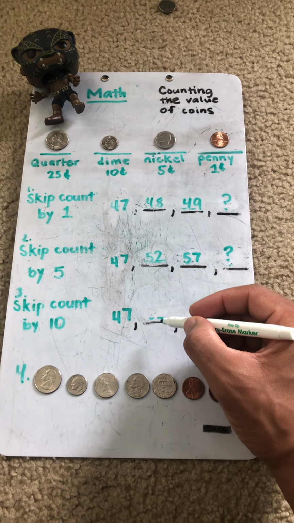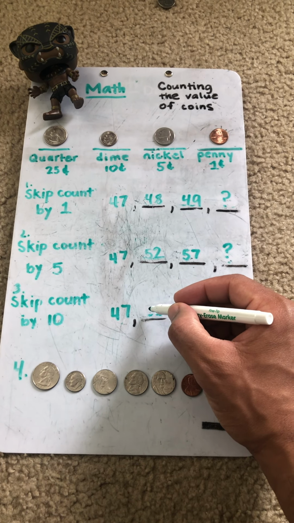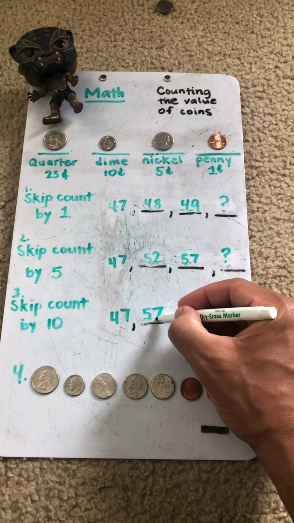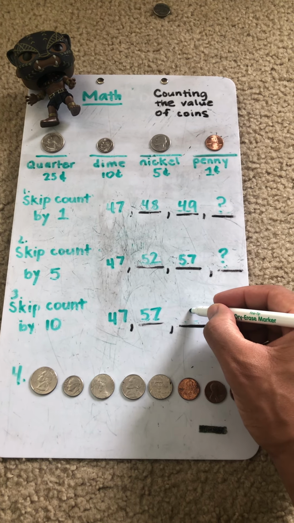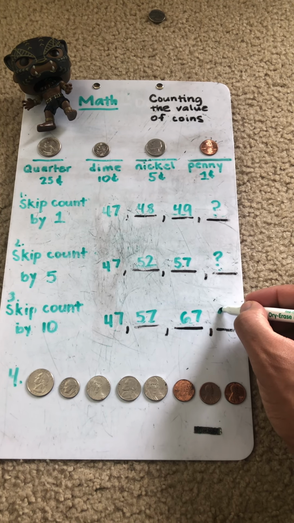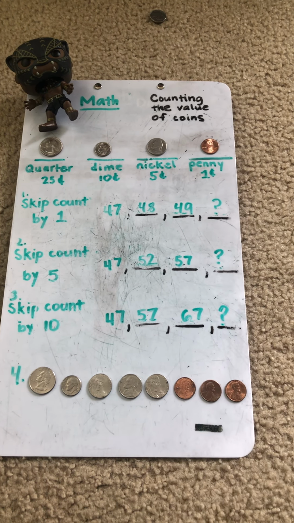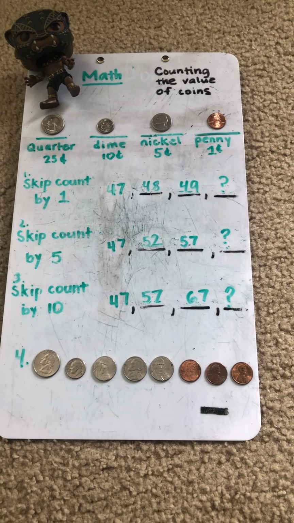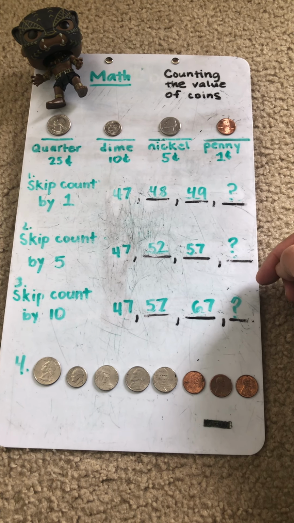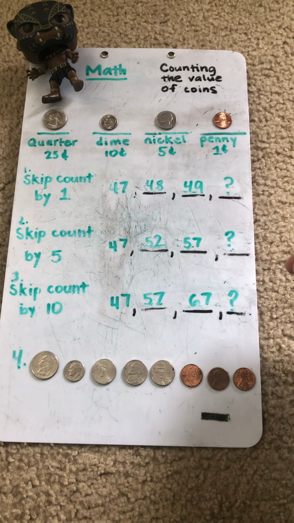And last but not least, we'll be skip counting by tens. 47 to start, which would then lead us to 57, 67, and then, well, that you all tell me. So those are the 3 answers that we're looking for. Finishing off our skip counting patterns.